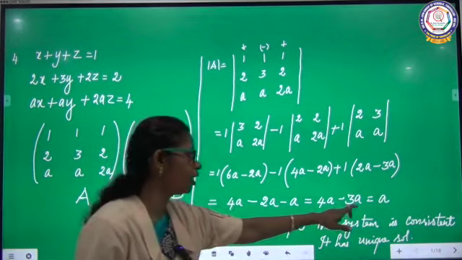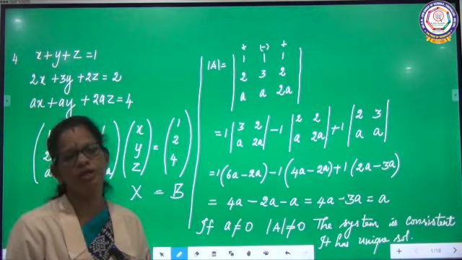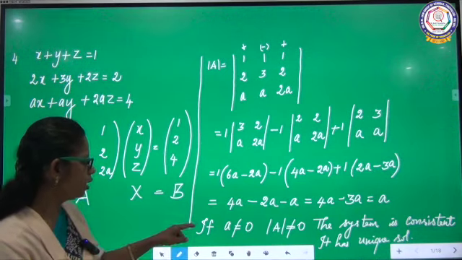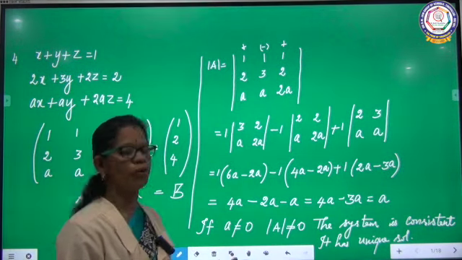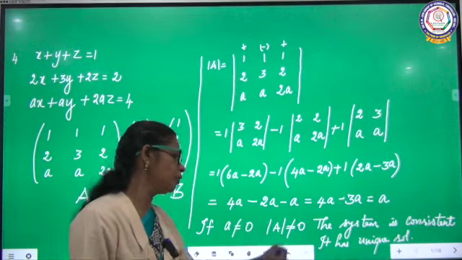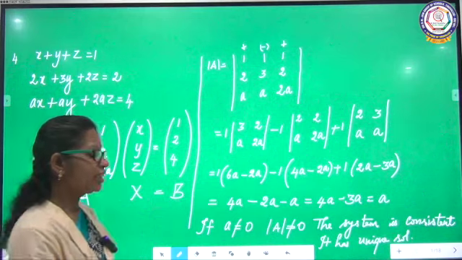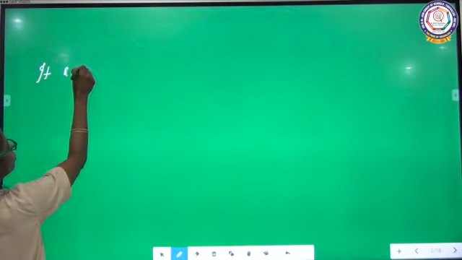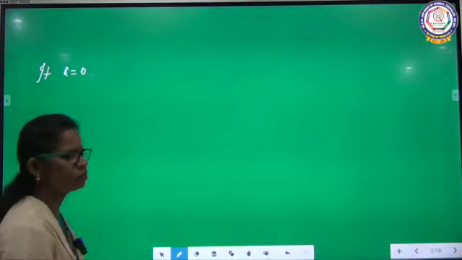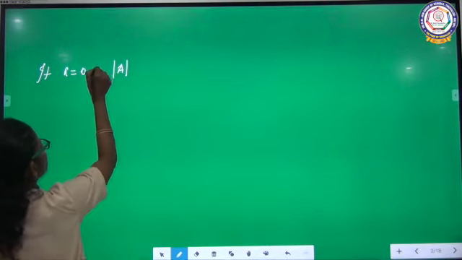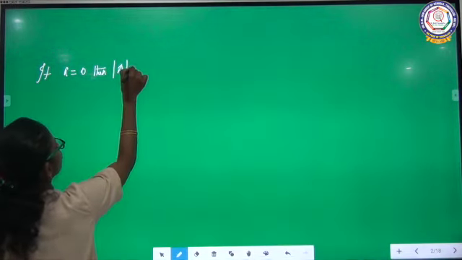Because you are arriving at the determinant as A, we cannot conclude whether it is equal to 0 or not. Two cases will arise, right? If A not equal to 0, determinant A not equal to 0, the system is consistent, it has a unique solution. The next assumption is A equal to 0. If A equals 0, then determinant A equals 0.